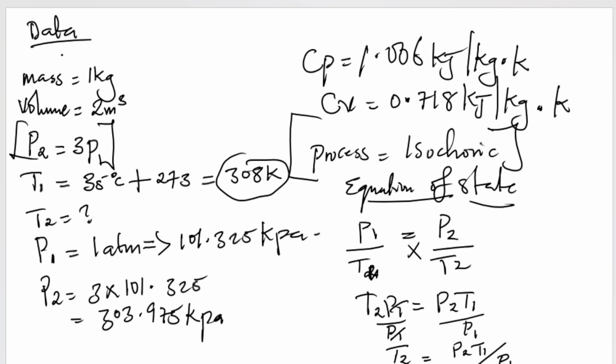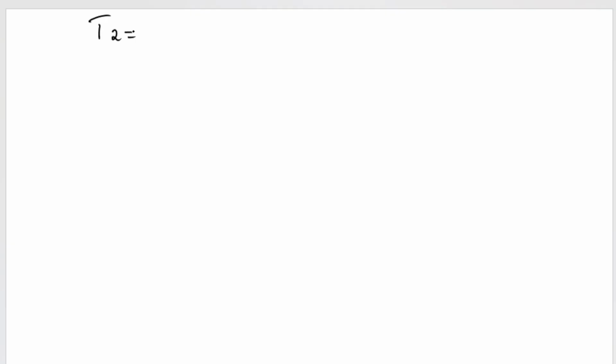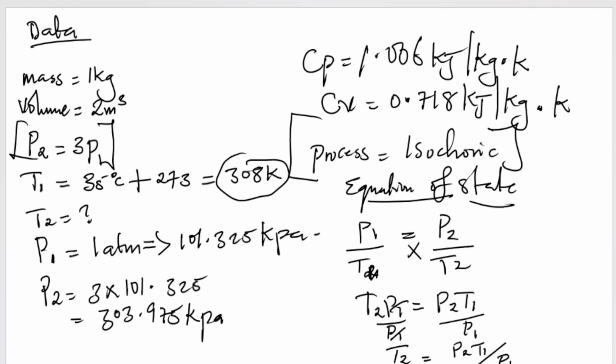So we're actually given that our T2 will be equal to P2 T1 divided by P1. So what you do is you impute the values. Imputing the values, we know what P2 is, we know what T1 is, and we also know what P1 is.